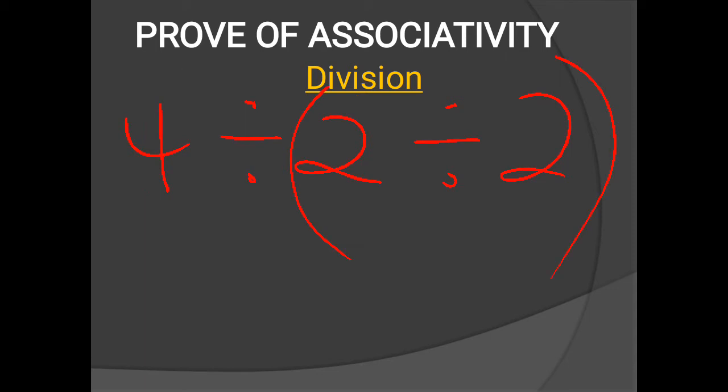Alright, so 4 divided by 2 divided by 2 is 1. 4 divided by 1 is 4. You see, we had different answers. So division is also not associative.